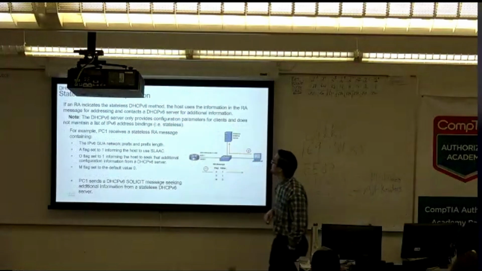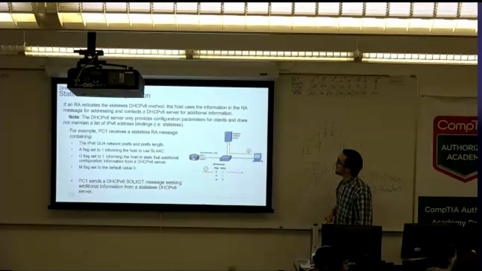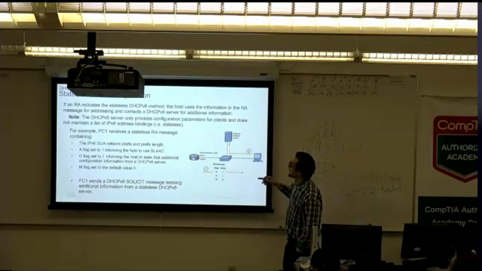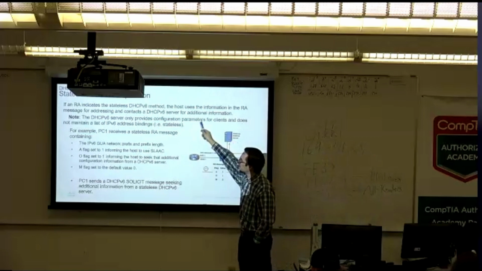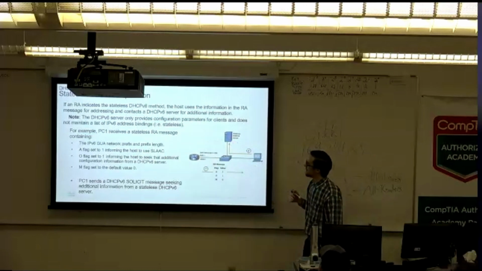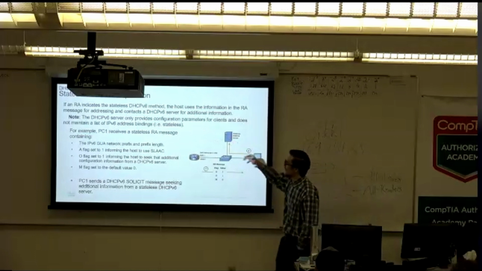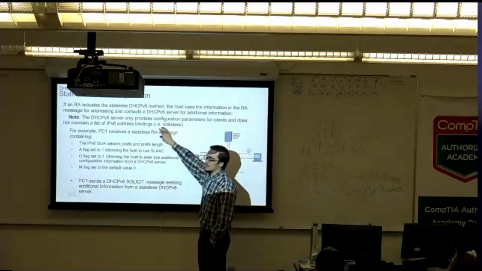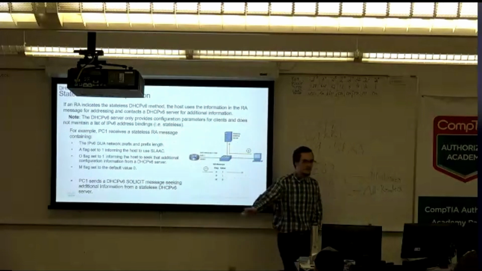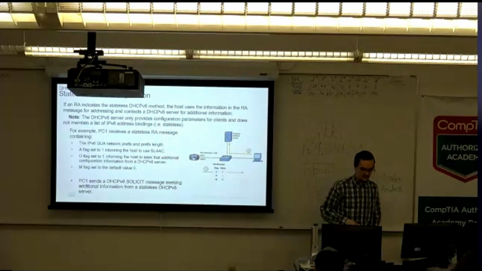Stateless DHCPv6: the host uses the information in the RA to contact the server for additional information. The DHCPv6 server only provides configuration parameters for clients and does not maintain a list of the addresses. That is why it's stateless. It's not keeping track of the state of anything. It's just handing out information. That's all.